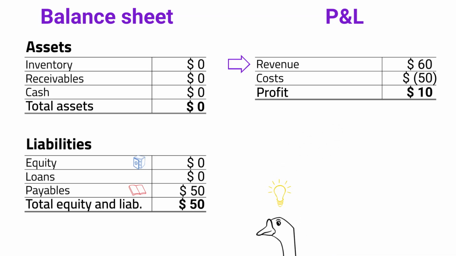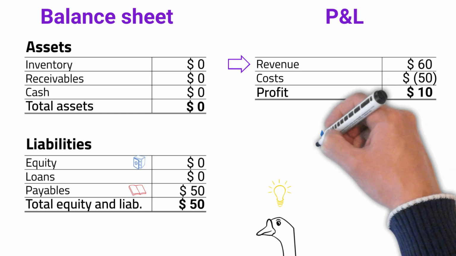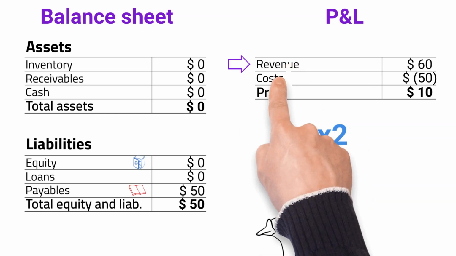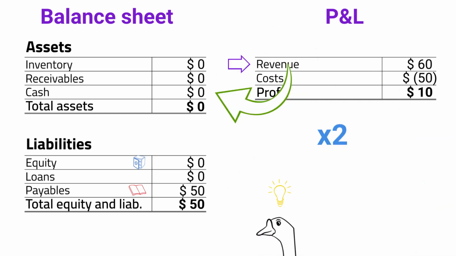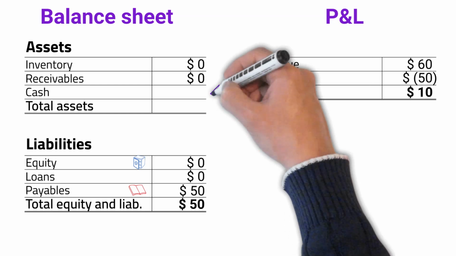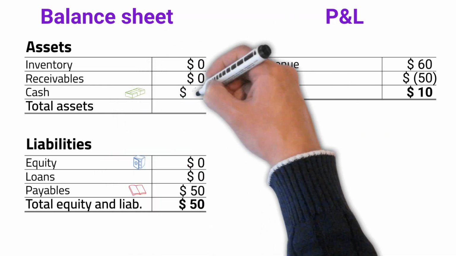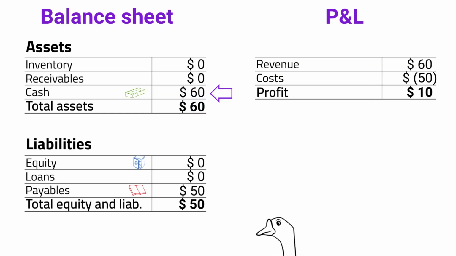Good. Since we sold apples and received cash for them, we must update the balance sheet. Again a double entry. So revenue will be the first one. The second one, in our case, will be cash, as we directly received the cash. Let's record $60 in cash. The balance sheet doesn't balance now. How do we fix it?